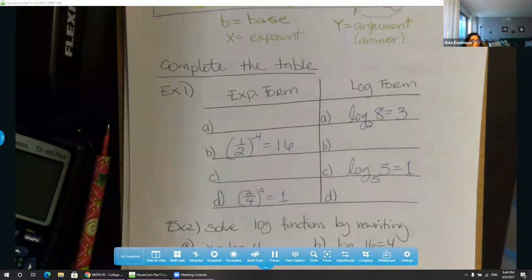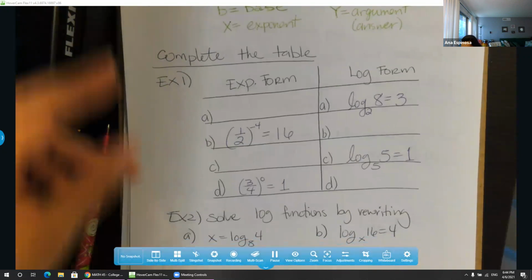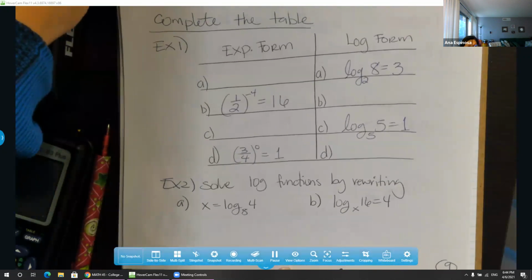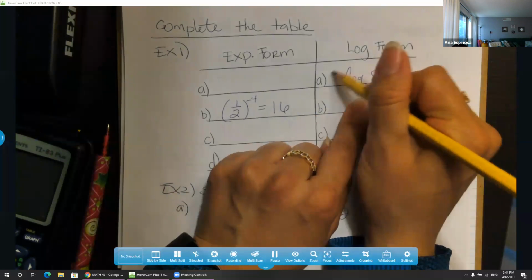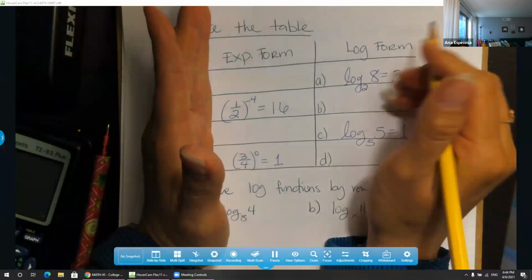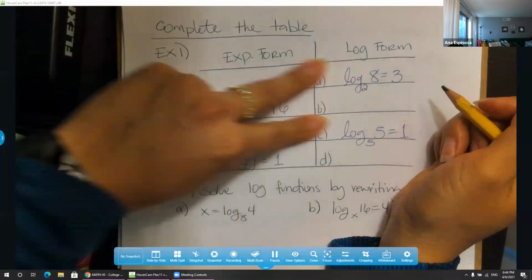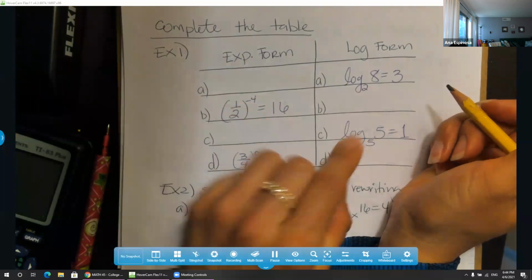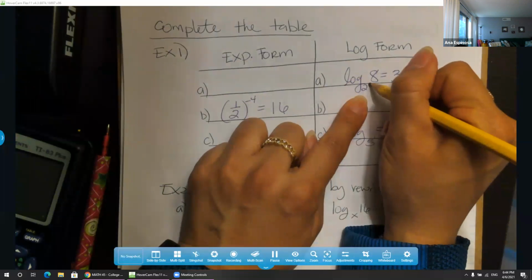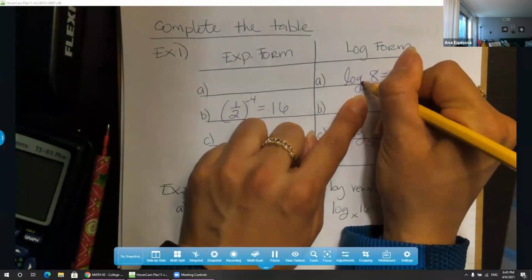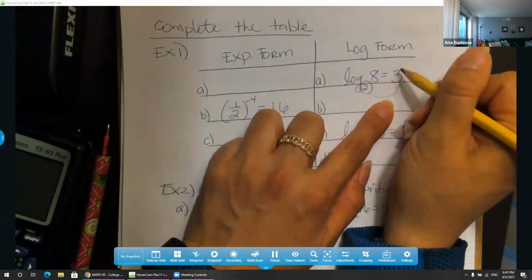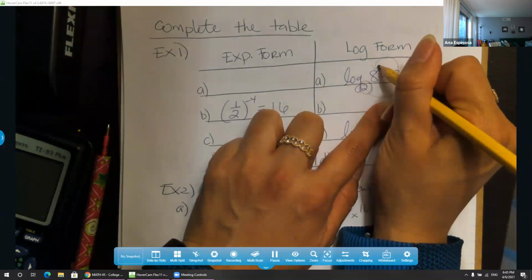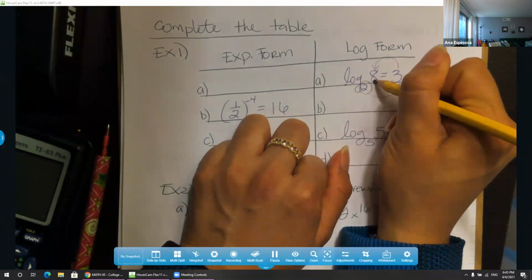Okay, so here I have some problems in which I want you to convert from one form to the next. I'm going to write this in pencil so I can erase it later. So looking at this, the log form to the exponential is much easier. So I'm going to do these two, and then I'm going to do these two over here. So A and C will go first. I circle the base. I raise it to the opposite side of the equal sign, and then I equal it to the argument. The argument is this.